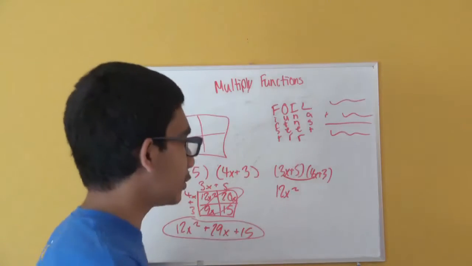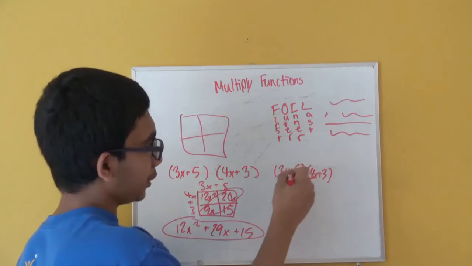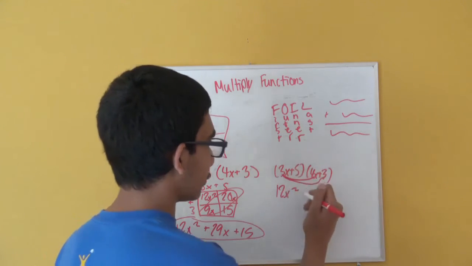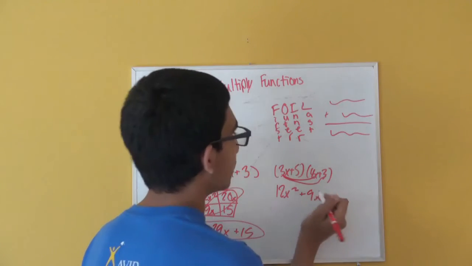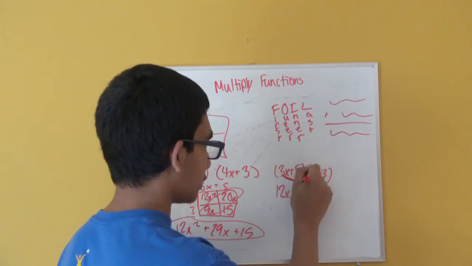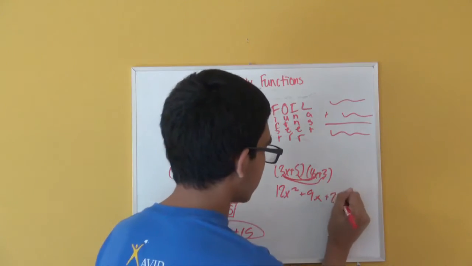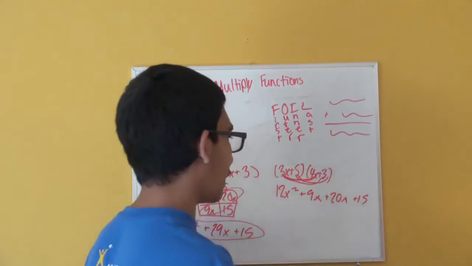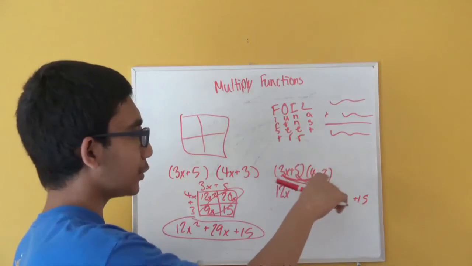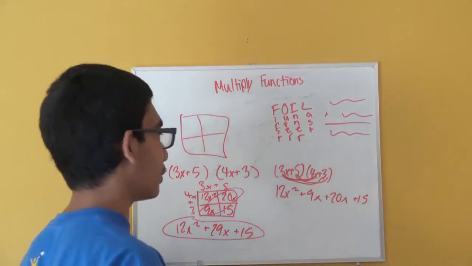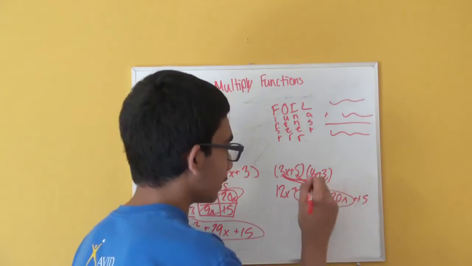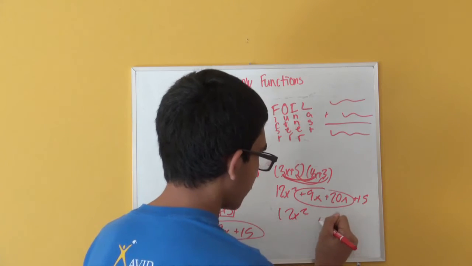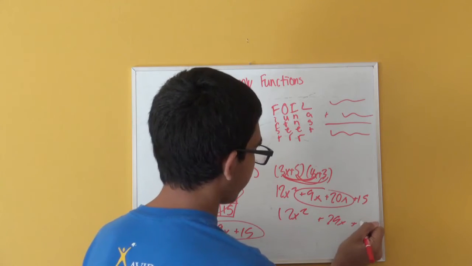And we basically do the distributive property for both of the numbers here. So 3x times 4x, and now 3x times 3, which is 9x. Now 5 times 4x, which is 20x, and 5 times 3, which is 15. So I just multiplied 3x to the other two numbers here, and 5 to the other two numbers here. Now you also add the like terms here, and you get 12x squared plus 29x plus 15.